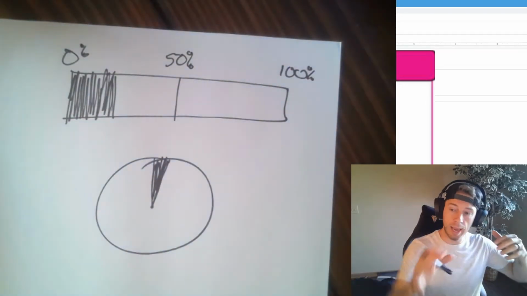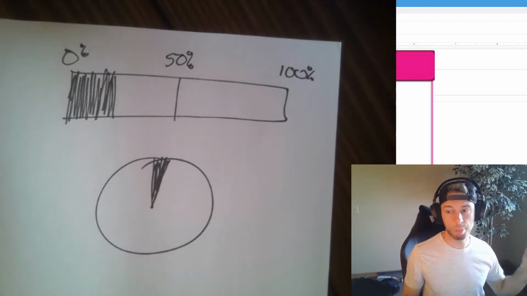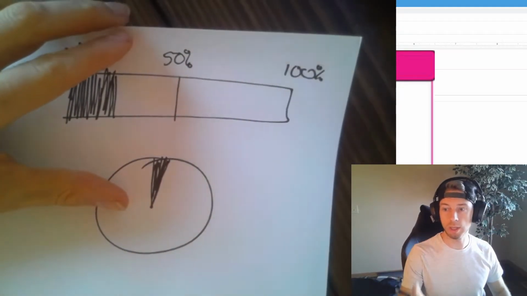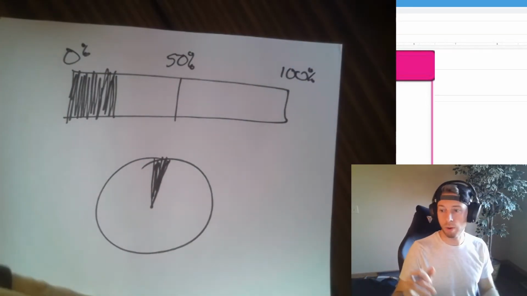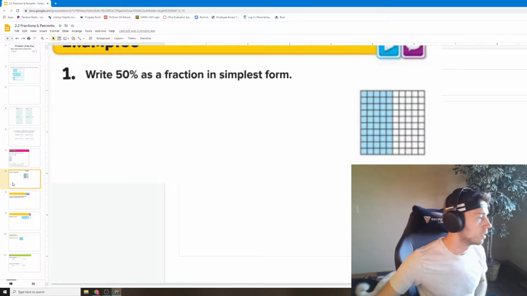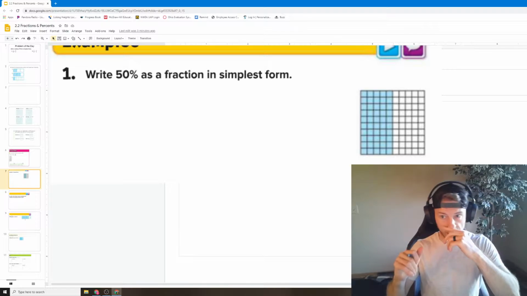Now, percentages can go above 100%, and they can go less than 1%. But we're going to focus on just basic 0 to 100% today, and how to write those as fractions. So, the first type of problem we're going to look at looks like this: to write a percent as a fraction.